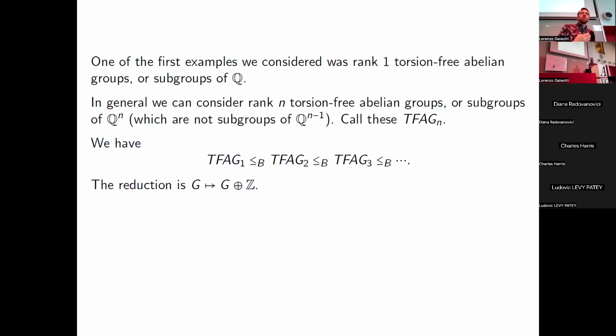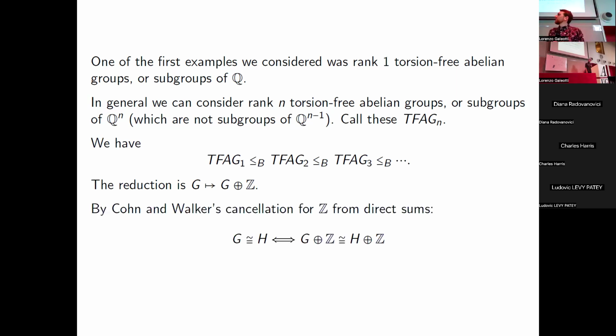And there's a Borel reduction from each rank to the greater rank. And the reduction is just you take a group and you take its direct sum with the integers. To see this is a reduction, you have to see that this maintains isomorphism, and it does because there's a cancellation theorem for integers. So Kahn and Walker have this cancellation theorem that if you know that these groups are isomorphic, you can cancel out the Z's from either side and get that G and H are isomorphic. So this really is a Borel reduction.